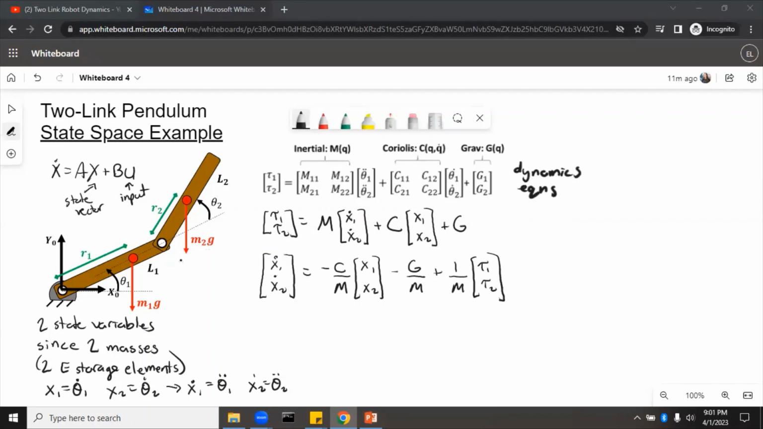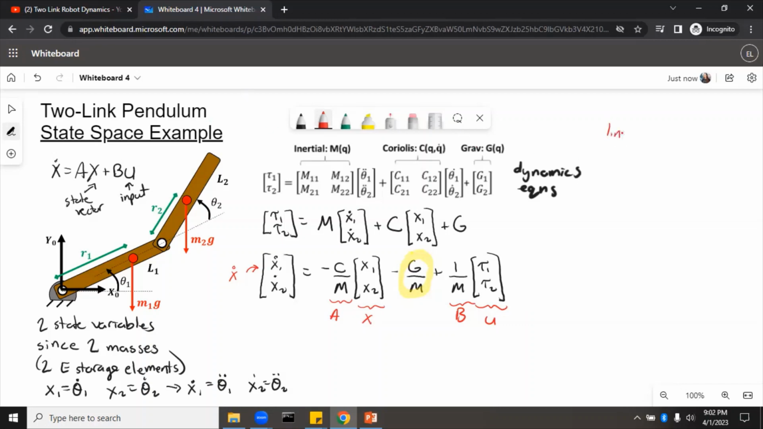So one thing to note here is that we have this extra G over M term. So we've got here, this is the X dot. Then we've got, this is A, X, B, U. But we have the extra term, the negative G over M. So that actually is because this is not a linear system. So we're not going to be able to make linear state space equations for this. If you wanted to make linear state space equations for this, you would have to actually linearize the pendulum.